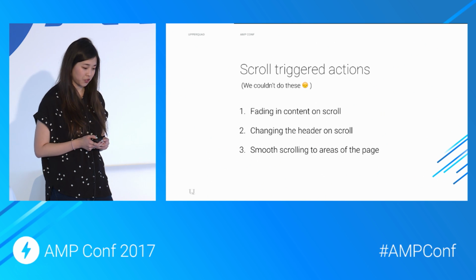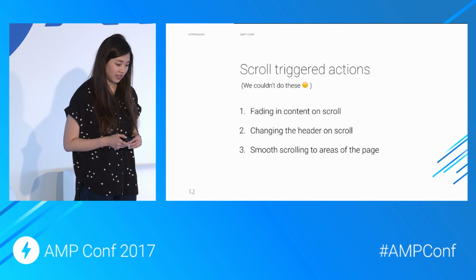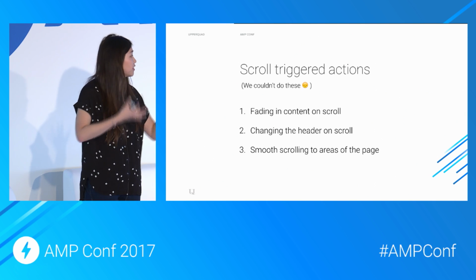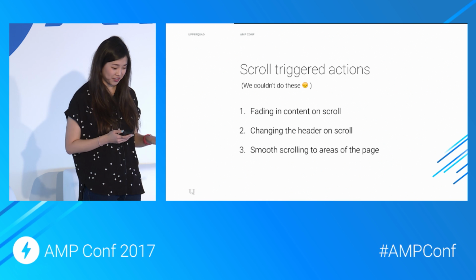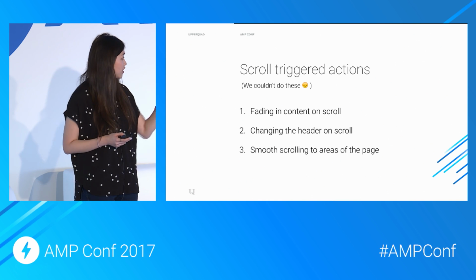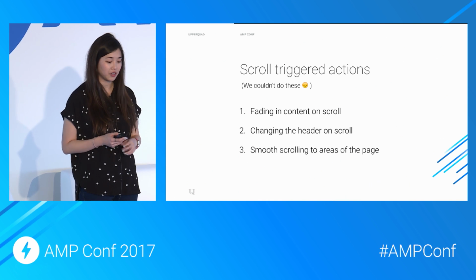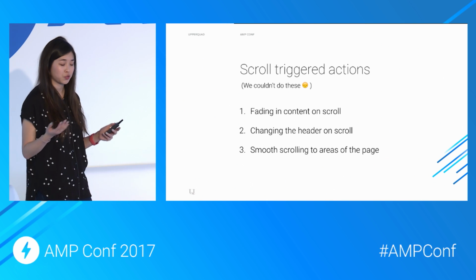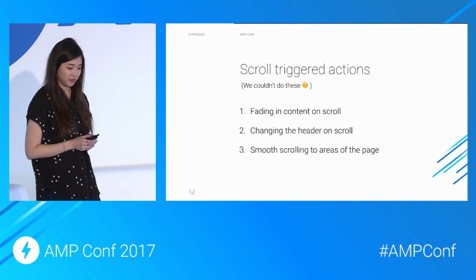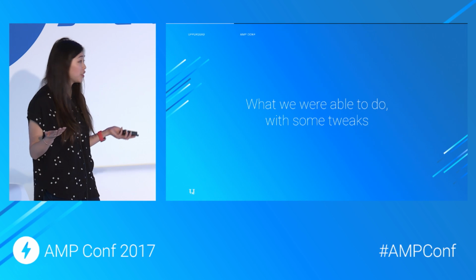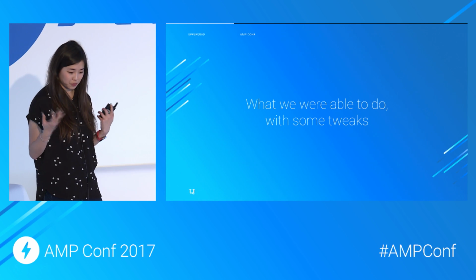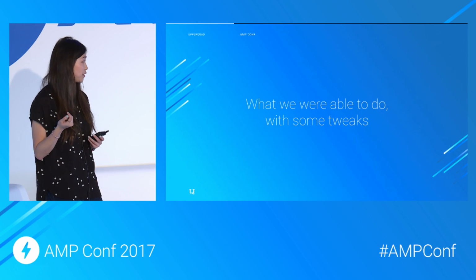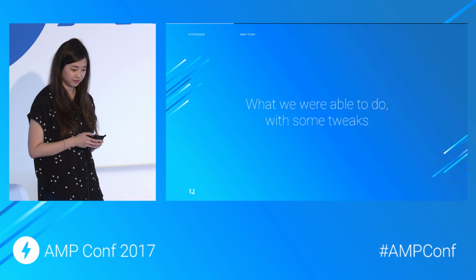So here's some of the scroll-triggered actions that we had to throw out of the site. They had the idea of having content fade in on scroll, like fade in and come up and be cool, but we couldn't do that. Anything with the header changing, like changing size or changing the box shadow, we didn't end up doing. And any buttons that take you to other parts of the page, smooth scrolling, we did not do any of those. But there are a lot of things we were able to do. This section will be some of the things that we were able to do that we had to tweak a little bit from the original design, but still ended up working out.